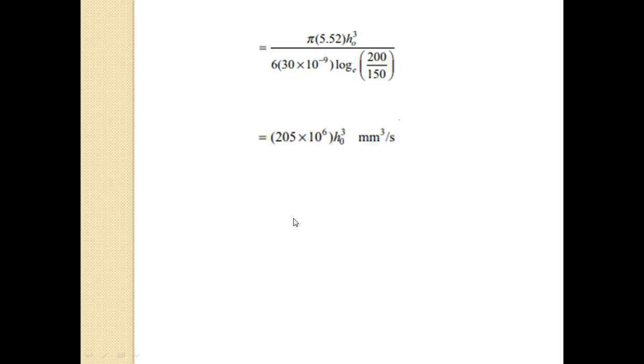So again, flow is what we know, in meter cube per second, cm cube per second. So Q is equal to what? See here, h naught cube, this unknown factor, keep as it is. Solve this: pi into 5.52 divided by 6 into 13 to 10 raised to minus 9 into log to the base e 200 divided by 150. After calculation, we got Q is equal to 205 into 10 raised to 6 into h naught cube.